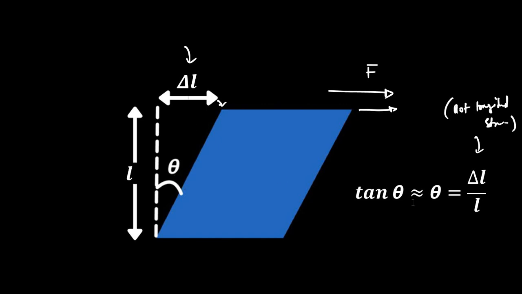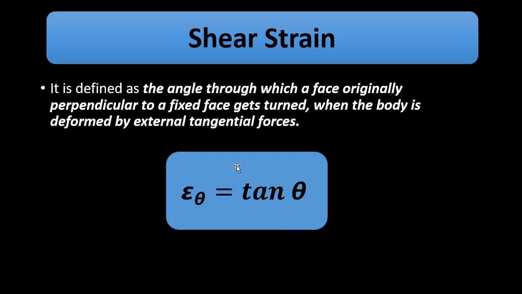As this angle is generally very small, it is nearly equal to theta, which is equal to delta L by L. So the shearing strain tan theta is equal to theta, which is equal to delta L by L.